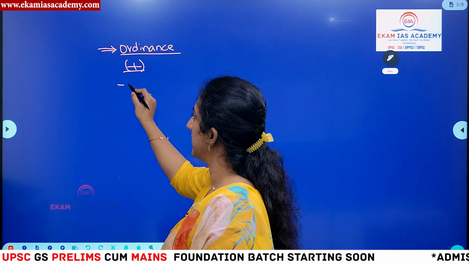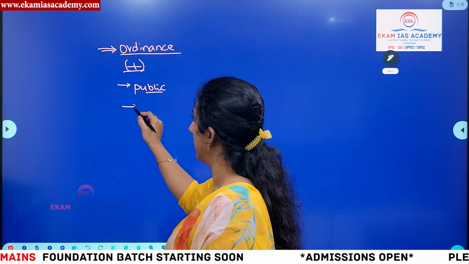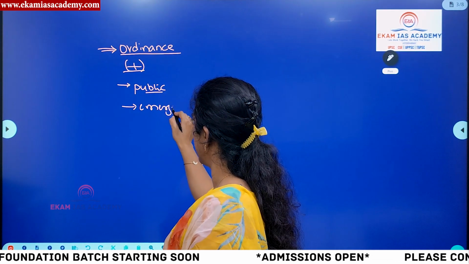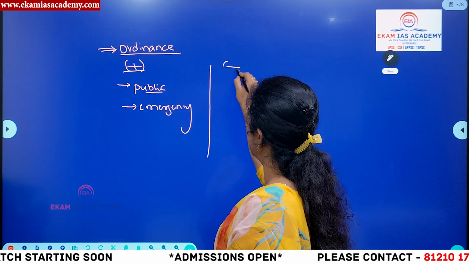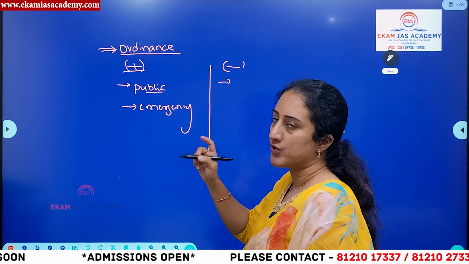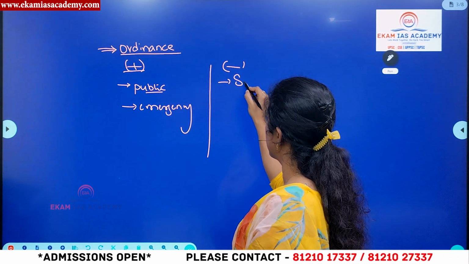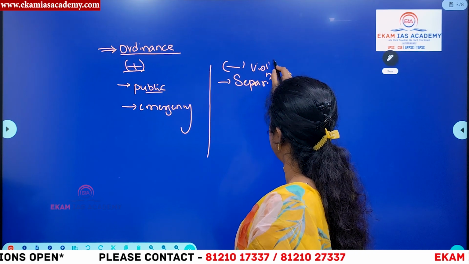So that is one thing. That means when we wanted to satisfy the public and their needs and demands accordingly, that is one thing. And in some emergency situations also, we can issue some ordinance, right? But what are the drawbacks of this power? The main thing we have to keep in mind is that ordinance making power is a clear violation of separation of powers, right? So, violation of separation of powers.